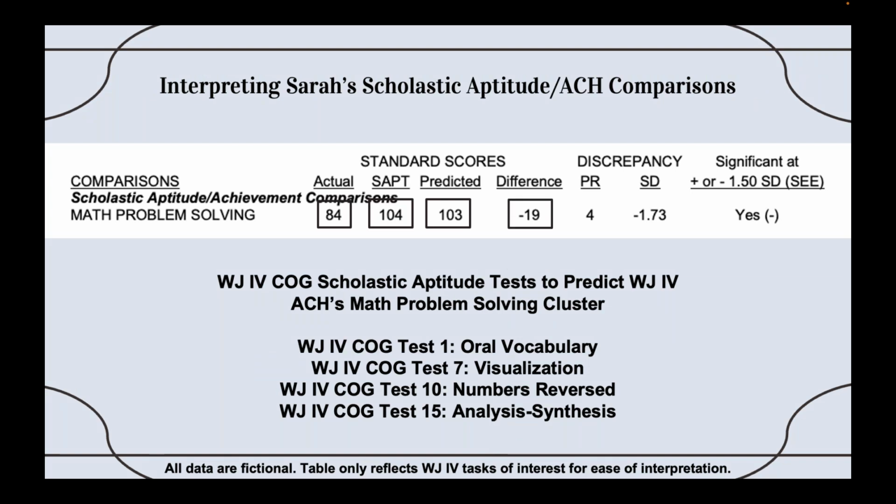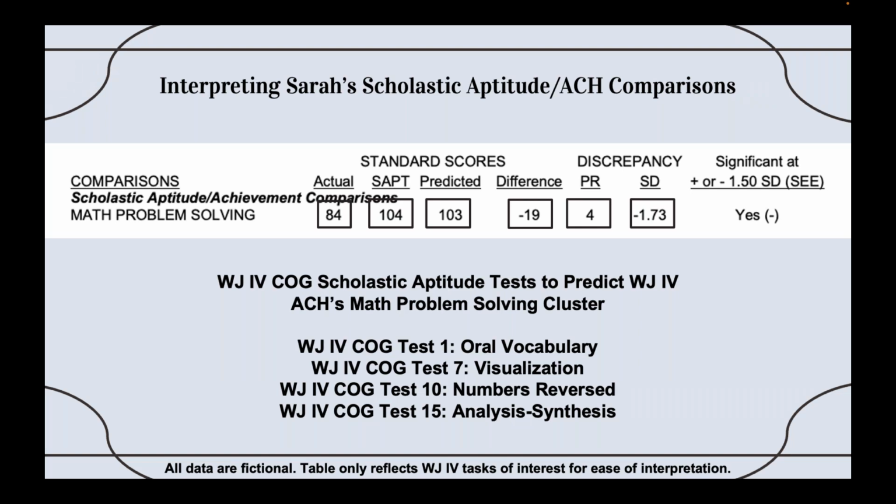The difference score is still the same as it was before when we discussed that variation procedure. It's still the actual score, which is 84, minus the predicted score, which is 103. That gives us a difference score of -19. And then the discrepancy percentile rank and discrepancy standard deviation are also still the same in terms of their interpretation. That percentile rank is still giving us an idea of the base rate, and the discrepancy standard deviation is still giving us an idea of the critical value.